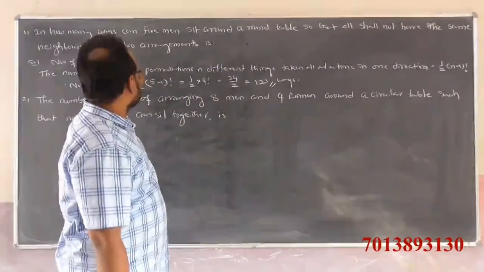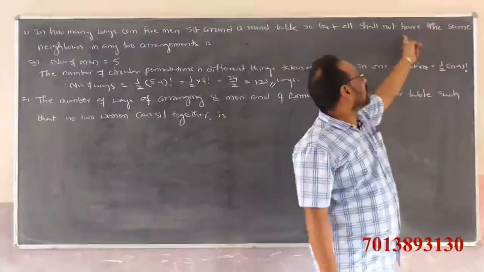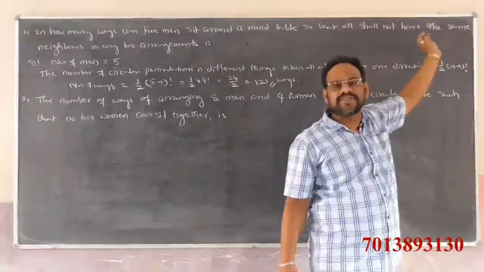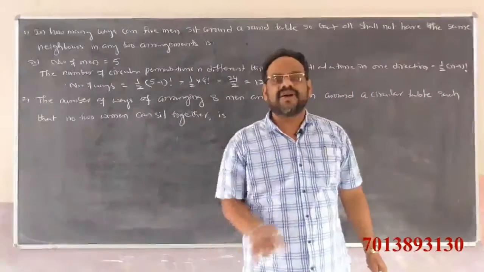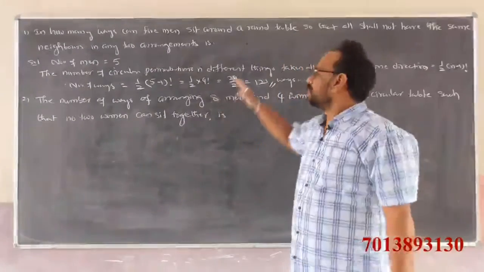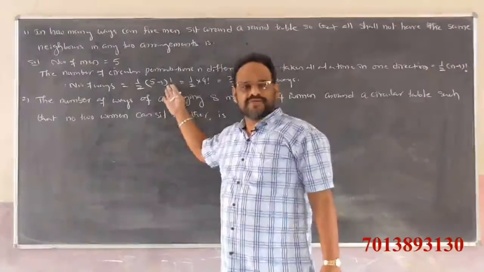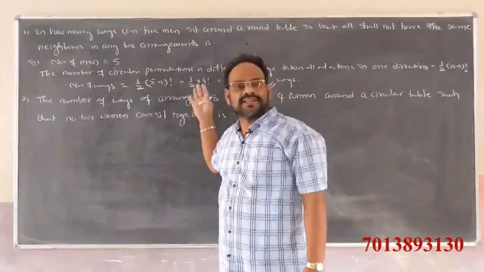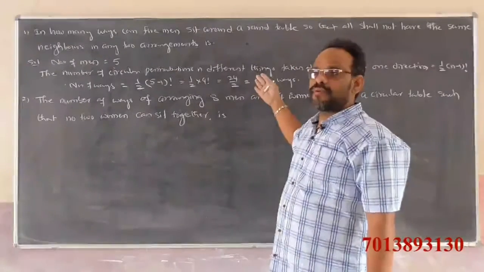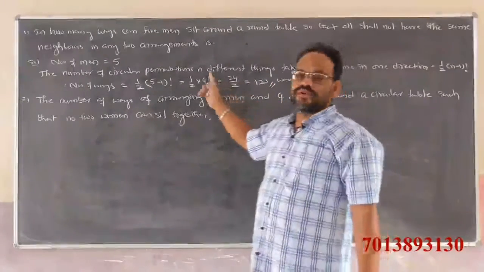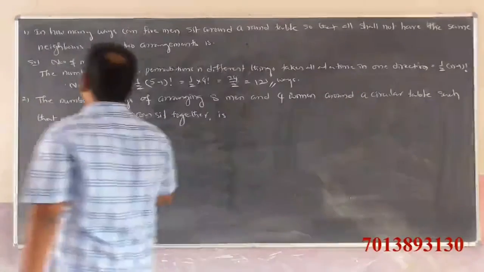Observe here. Round table means circular. We want circular permutations where they shall not have the same neighbors, which means they ask for only one direction. So the formula is half of n minus 1 factorial, half of 5 minus 1 factorial. 5 minus 1 factorial is 4 factorial, whose value is 24. 24 by 2 is 12 ways.